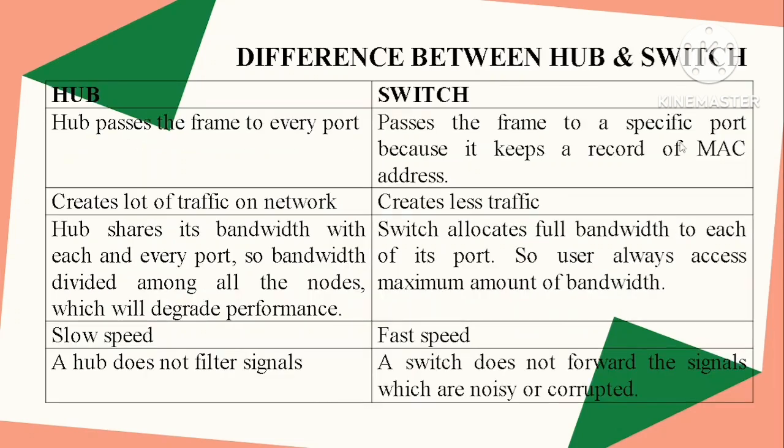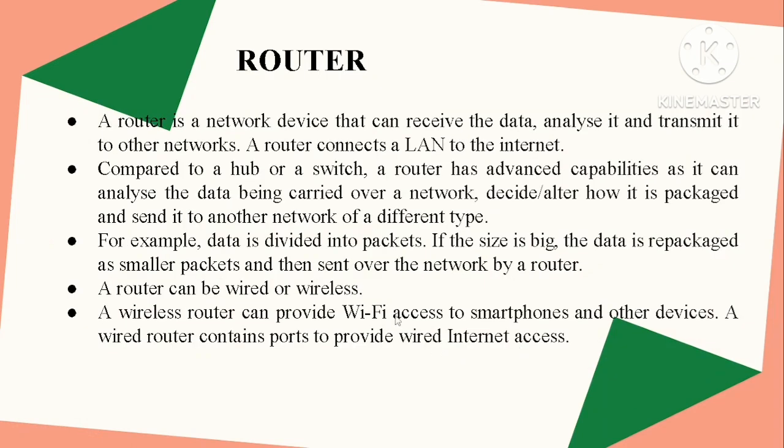Here is the difference between a hub and a switch. Hub passes the frame to every port. Switch passes the frame to a specific port. Hub creates lot of traffic. Switch creates less traffic. Hub shares its bandwidth with each and every port. Switch allocates full bandwidth to each port. The speed is slow in a hub, whereas switch is fast. Hub does not filter signals. Switch filters the signals which are noisy or corrupted.